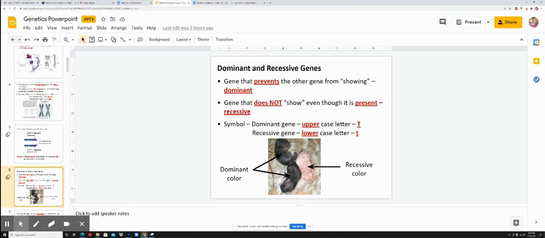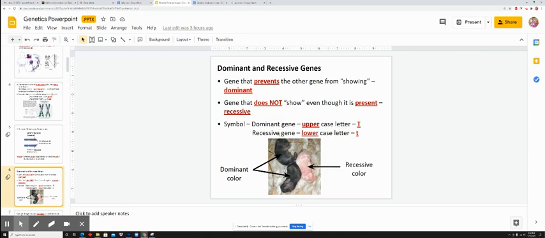So right here we have an example. I think they're mice. I think they're or puppies. I'm not sure. But the dominant color means that these organisms have the dominant gene, and that dominant gene masks the effect of the recessive color, which in this case is pinkish.